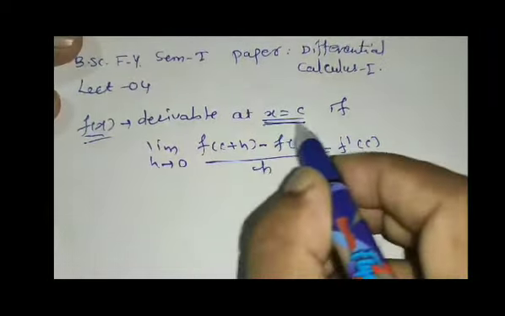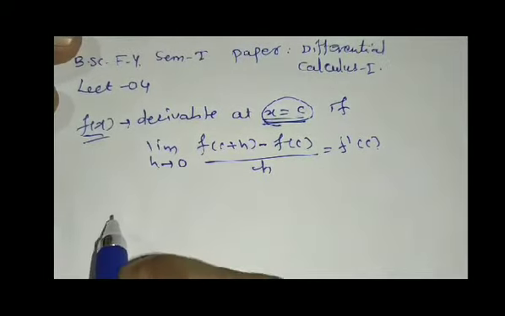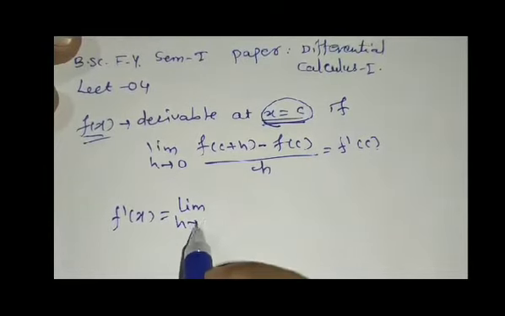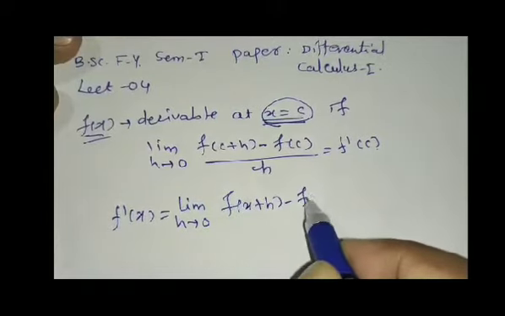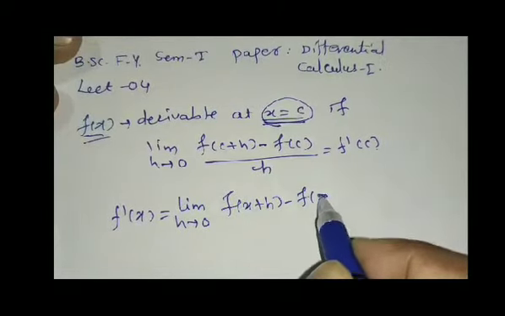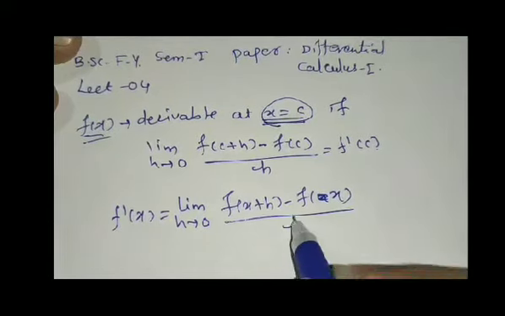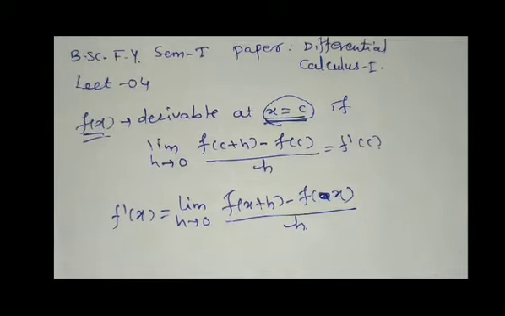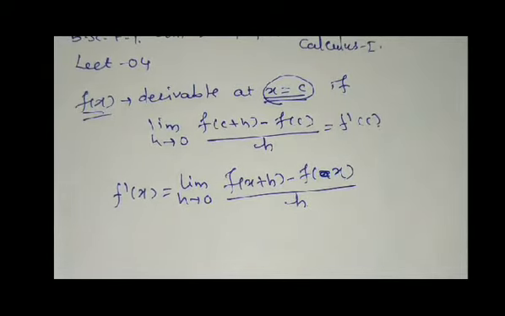So this is for a particular x is equal to c, but if we write it generally, we can write f dash of x is equal to limit h tends to 0 of f of x plus h minus f of x divided by h. So this is a generalization of that particular point x is equal to c.